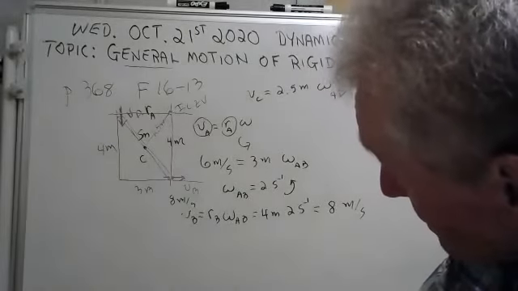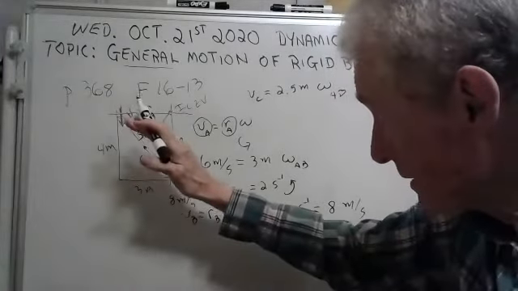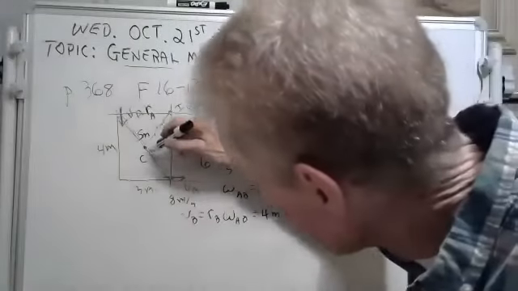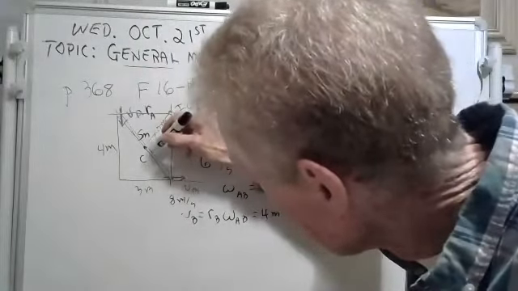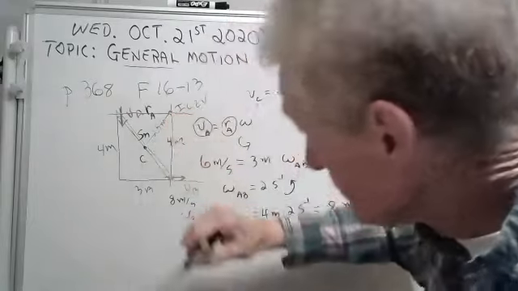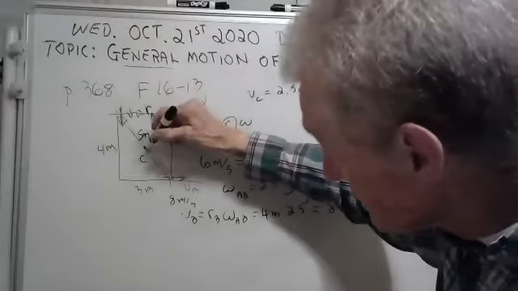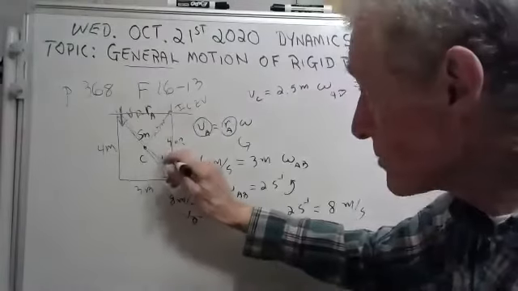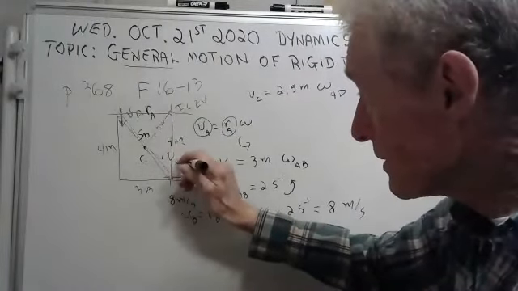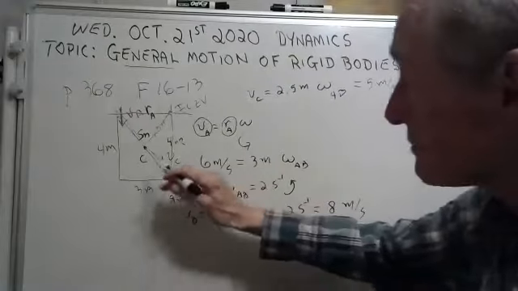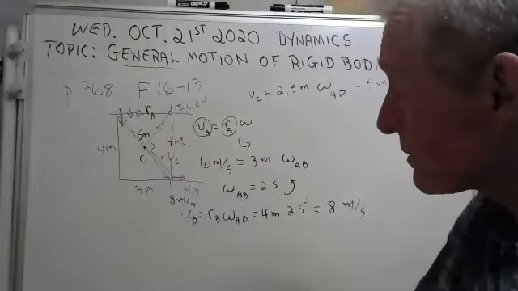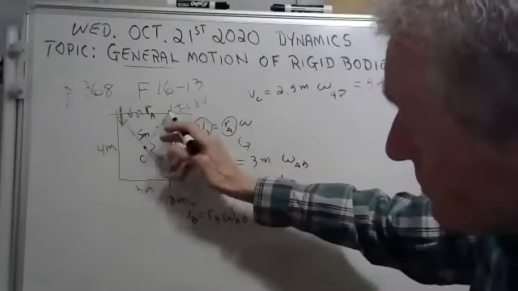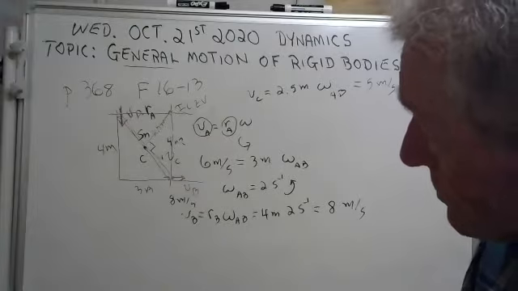But what's its direction? Well, this thing is rotating counterclockwise, so you have to draw perpendicular. This is not perpendicular. The perpendicular is kind of going like that. There's your velocity of C. It's 5 meters a second, but you'd have to draw it perpendicular to this position vector from the instantaneous center.